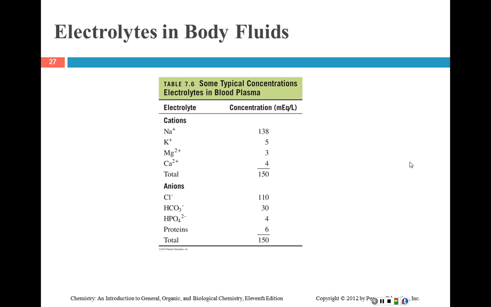Electrolytes found in blood plasma: sodium, potassium, as we said, magnesium, calcium, chloride, bicarbonate, phosphate, and then proteins. And proteins are not going to be electrolytes, are they? Typically, they can be charged, but they aren't really electrolytes.